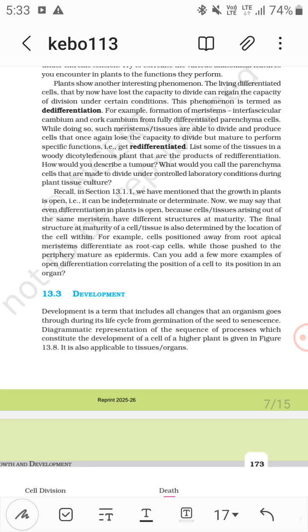The growth in plants is open, that is, it can be indeterminate or determinate. Differentiation in plants is open because cells arising out of the same meristem have different structures at maturity. So differentiation is also open.